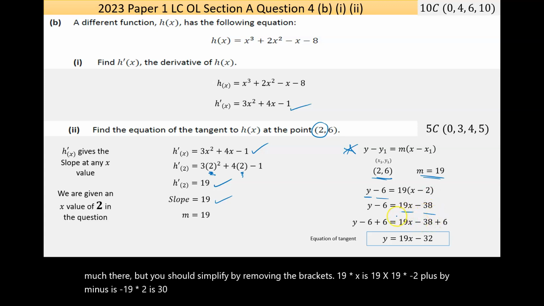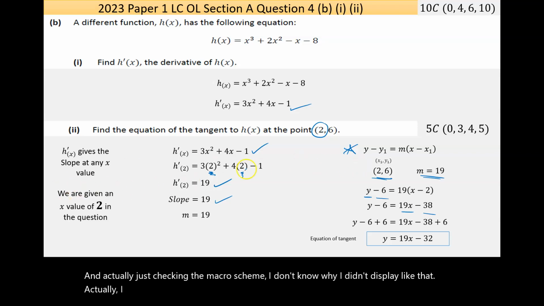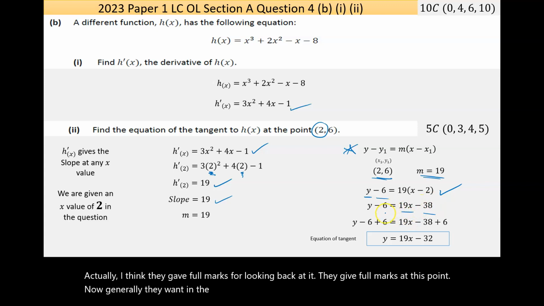Now, usually the examiners here want everything on one side of the line. I'm actually just checking the marking scheme. I don't know why it didn't display like that. Actually, I think they gave full marks at this point. Now, generally, they want it in the form of ax plus by plus c.